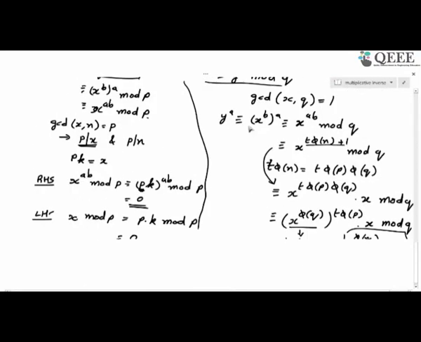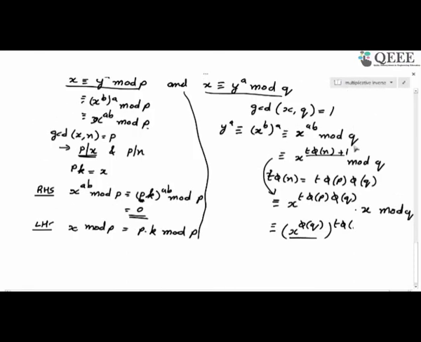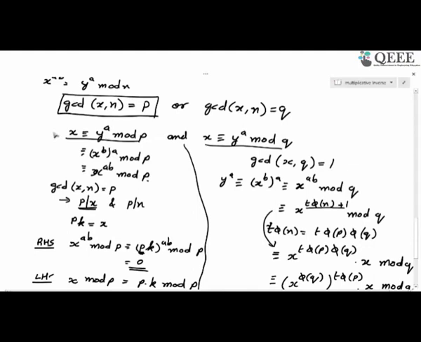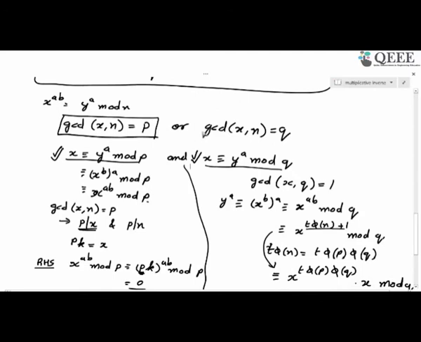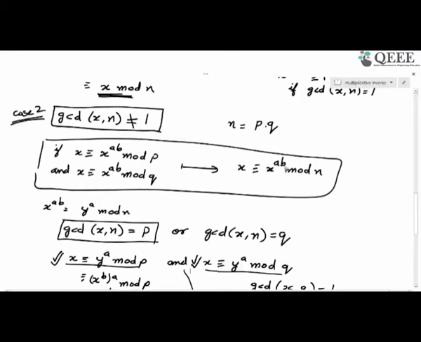So we also have seen that y to the power of a mod q is equal to x. So what we have seen is that this equation as well as this equation has been proven. Therefore, from the Chinese remainder theorem, we can say that x is congruent to y to the power of a mod n, that is nothing but x to the power of a b mod n. And thus we have actually been able to prove the correctness of RSA not only when the GCD of x comma n is equal to 1, but also when the GCD of x comma n is not equal to 1.